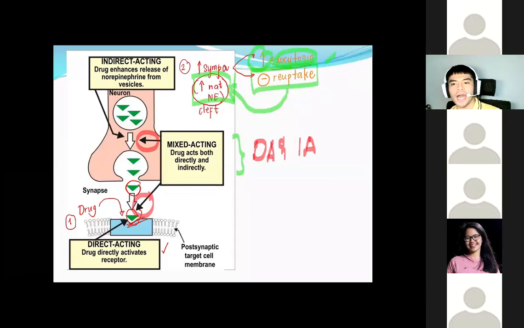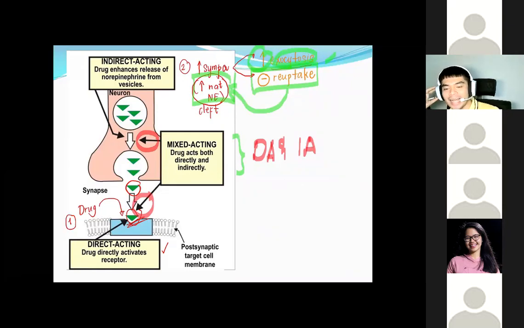Okay? So combination ito ng direct action at indirect action. So based on MOA, these are the classifications of sympathomimetics. Guys, naintindihan ang MOA? Yes, sir. Okay. Single question about the MOA. Ano ang ultimate goal ng lahat ng mga mechanisms na to? Ang goal ba natin is to enhance sympathetic or reduce sympathetic effect?